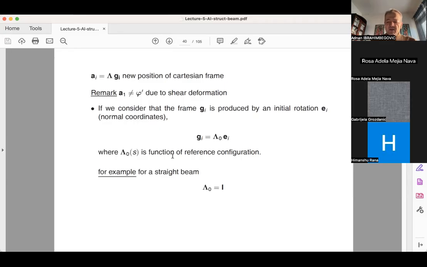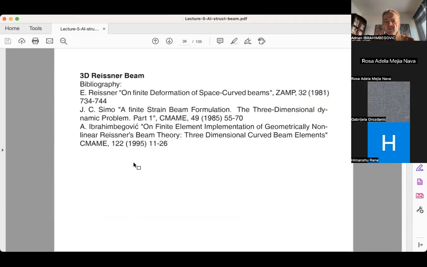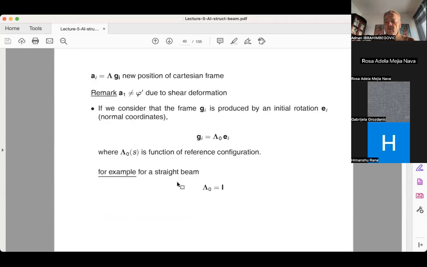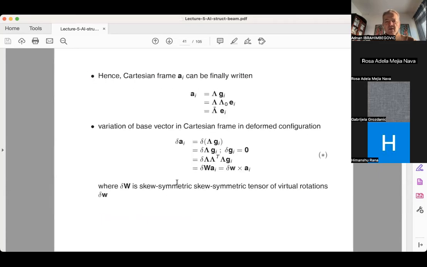If I had a straight beam, this was the work that was done originally by Simo. You just ignore lambda 0. You say this is identity, and you don't worry about that anymore. But we didn't do that here. We actually said, okay, at the end, AI is lambda times GI, and GI being lambda 0 times EI. So this becomes something that we call lambda tilde times EI, sorry.